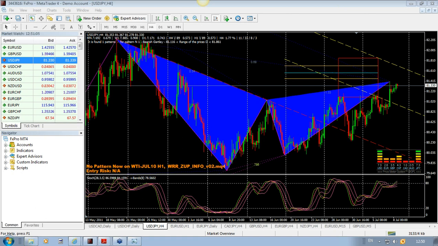Of the bottom left corner of the chart. This one? It just means, Kola, that as for now there is no pattern. But why does it say WTI July? No idea. I don't know what it means. To be honest, I just never paid attention to that. I never saw what it means. No idea.